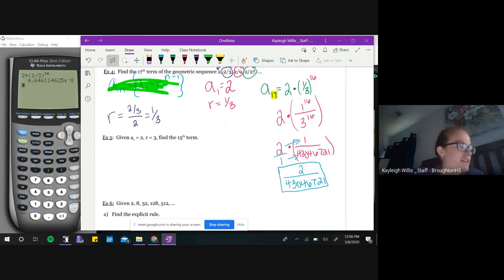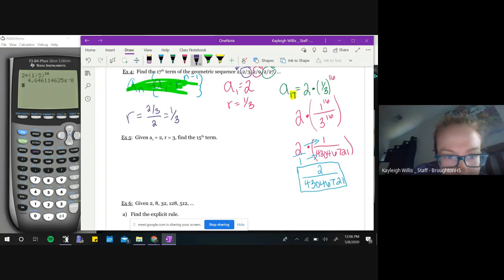All right. Number 5. So this one is giving me the a sub 1. So they already told me that. They've given me the r. Oh, this one's so easy. This is a plug and chugger. So you have 8. So I'm going to use that green highlighted formula, the same one from the previous problem. It's a good idea to maybe pause the video, see if you can do it. They want me to find the 15th term.